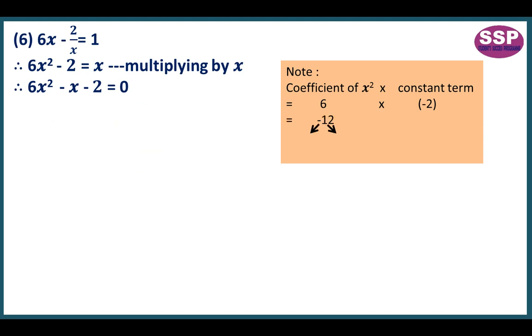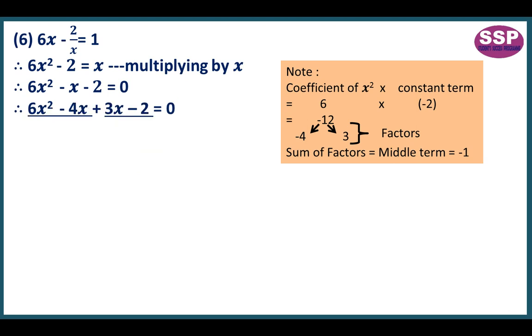Now we have to factorize this −12 as −4 and 3, so that the sum of these factors is equal to the middle term, that is −1. Now using these factors, we write the next step: 6x² − 4x + 3x − 2 = 0. Now taking 2x common from the first two terms, 2x(3x − 2), and plus 1 common from the next two terms, we get +1(3x − 2) = 0.